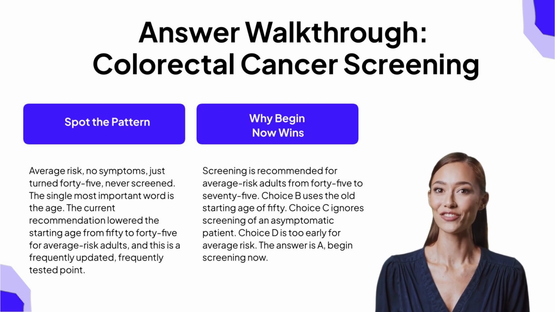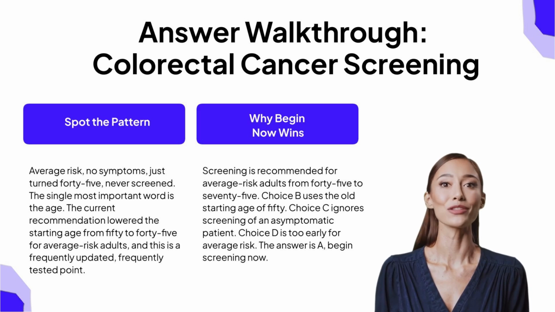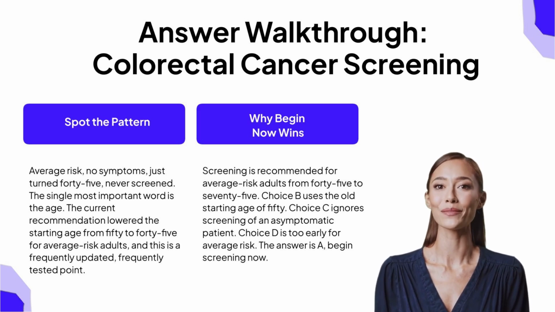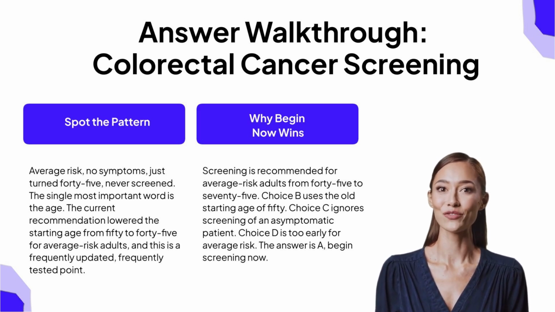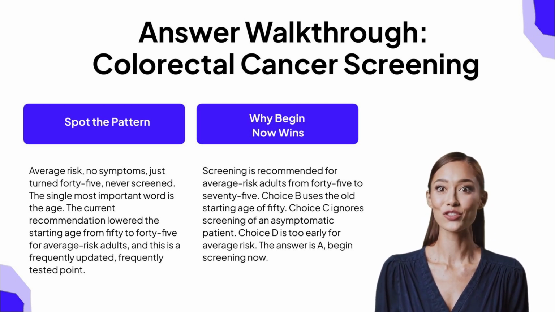Begin screening at age 50 uses the old cutoff. No screening ignores an asymptomatic adult who now qualifies. Age 40 is too early for average risk. The answer is to begin screening now, with colonoscopy or a stool-based test, both acceptable options. When the choices are one test at several ages, the age is the whole question.